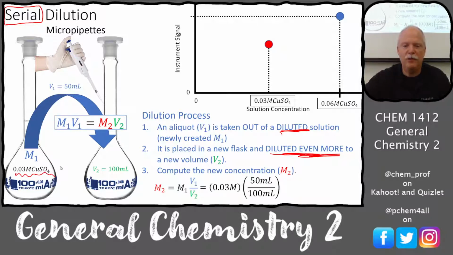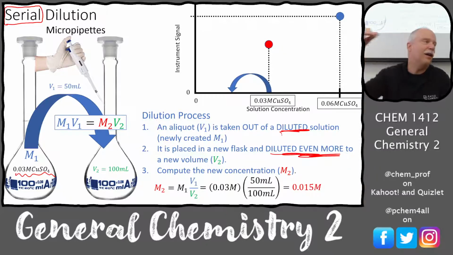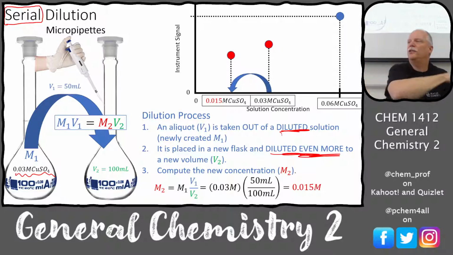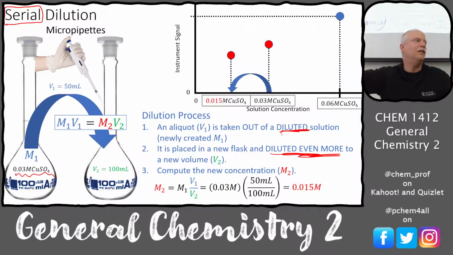And we're going to do a 50 to 100 or 1 to 2 dilution, so that should cut it in half, and we end up with a concentration of 0.015. So then we go down another halfway to 0, and we get a 0.015 molar solution. So you can imagine you can cover a lot of ground with 2 or 3 dilutions, and now you've got a wide range of concentrations, and you'll understand how that instrument behaves at different concentrations.